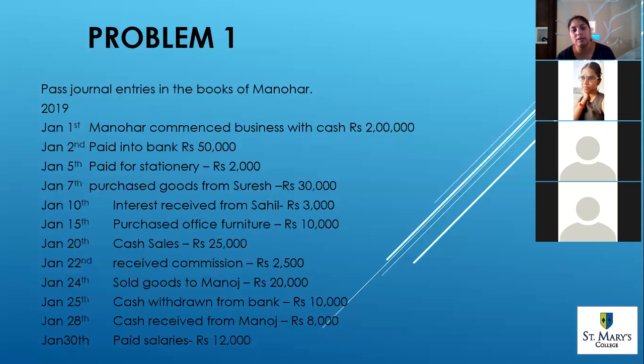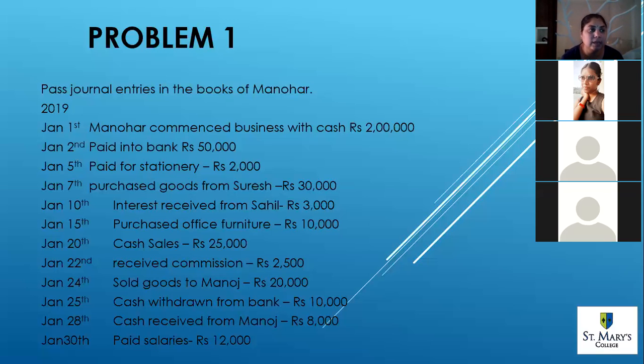So go back to your journal entries, write the entry as cash account debtor to sales account for 25,000. Note the entry, write the date as January 20th, cash account debtor to sales account, being goods sold for cash. Being goods sold for cash is our narration. We move forward to the next entry.